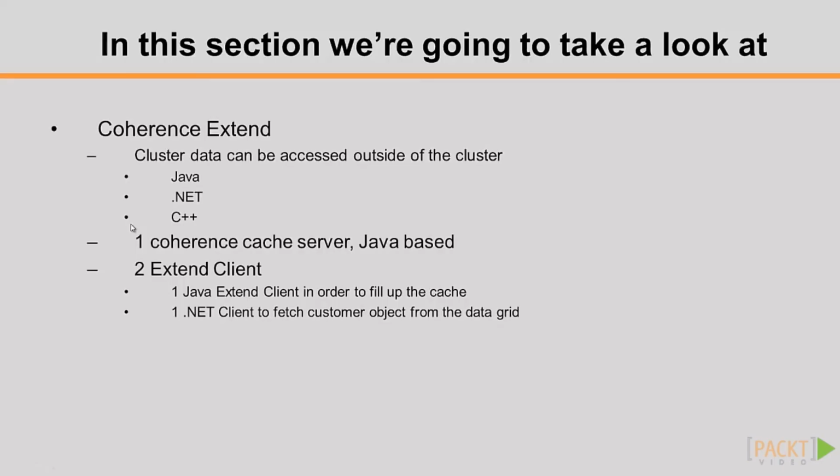In this video, we'll have a look at the functionality of Coherence Extend. Coherence Extend enables access to clustered data outside of the cluster. This feature is compatible with the following programming languages: Java, .NET, and C++. In this tutorial, we'll have a look at a real-world example. There is one Java-based Coherence cache server. We'll start a Java Extend client to fill the Coherence cache, and we'll also start a .NET Extend client to fetch a customer object to the C# application.